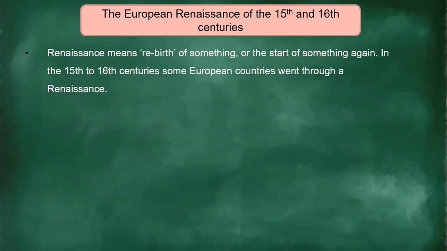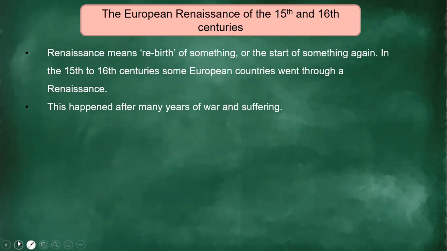So the European Renaissance in the 15th and 16th century. Here, Renaissance means rebirth, okay? Rebirth of something, or the starting of something again. In the 15th and 16th century, some European countries went through a renaissance, which means they went through a rebirth of something, or they started something again.